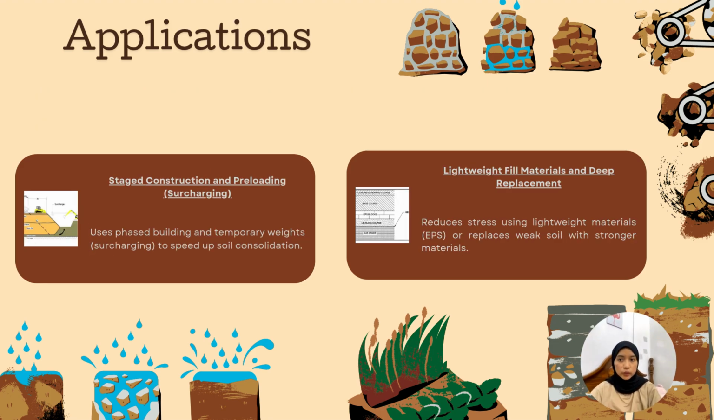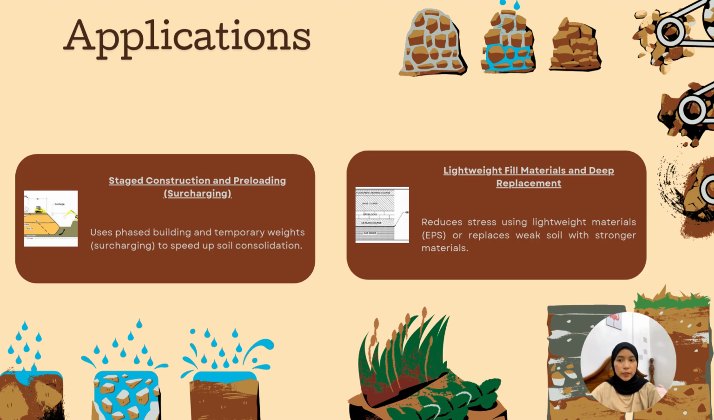So our third approach is staged construction and preloading. Rather than building the embankment all at once, we construct it in phases. We apply temporary heavy weights known as surcharging, often paired with vertical drains to force the water out. This makes the soft clay compress and settle early, preventing unexpected sinking after the project is finished.